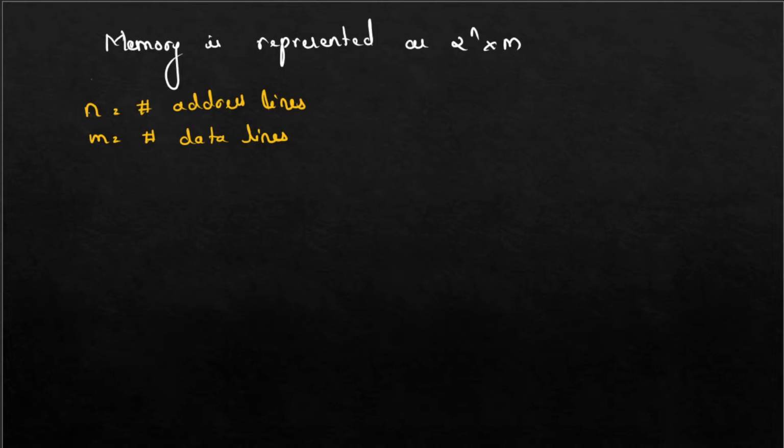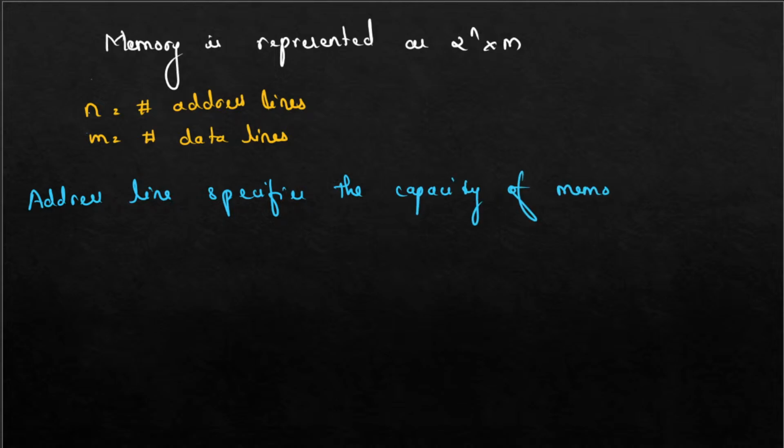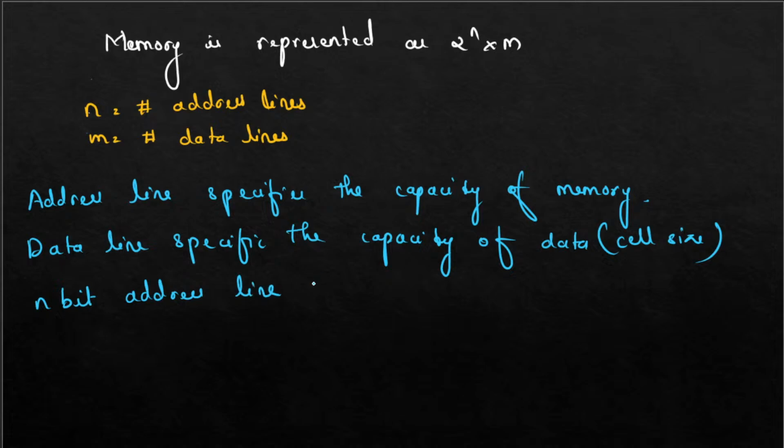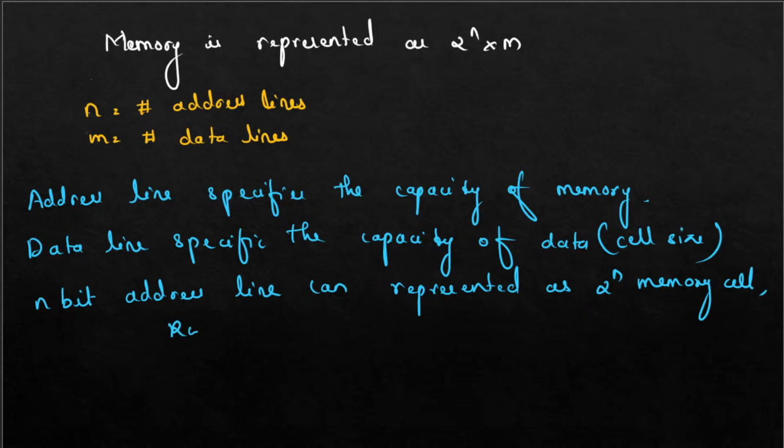After that, let's see the next one now. Address lines specify the capacity of memory. Okay? Data lines specify the capacity of data, which is also called the cell size. After that, n-bit address lines can be represented as 2 to the power n memory cells, which range from 0 to 2 to the power n minus 1.